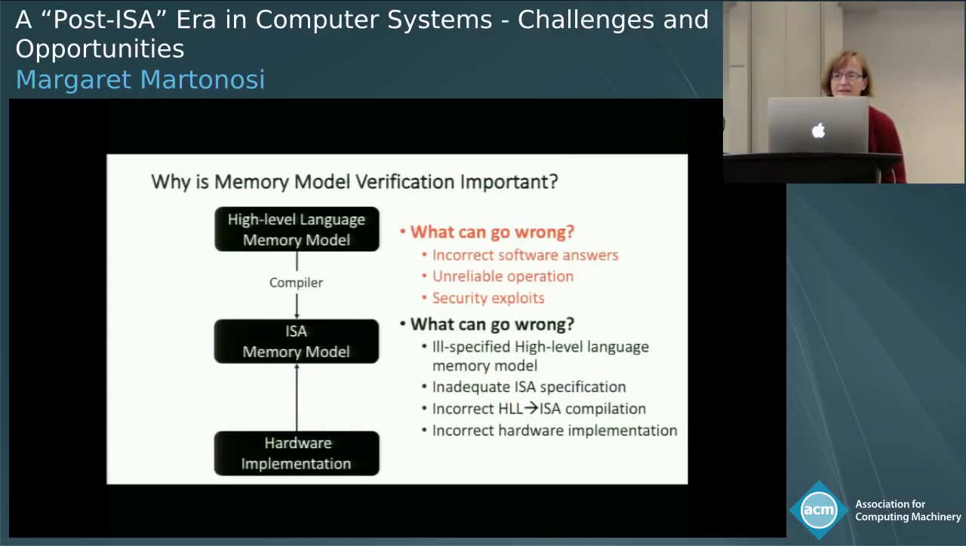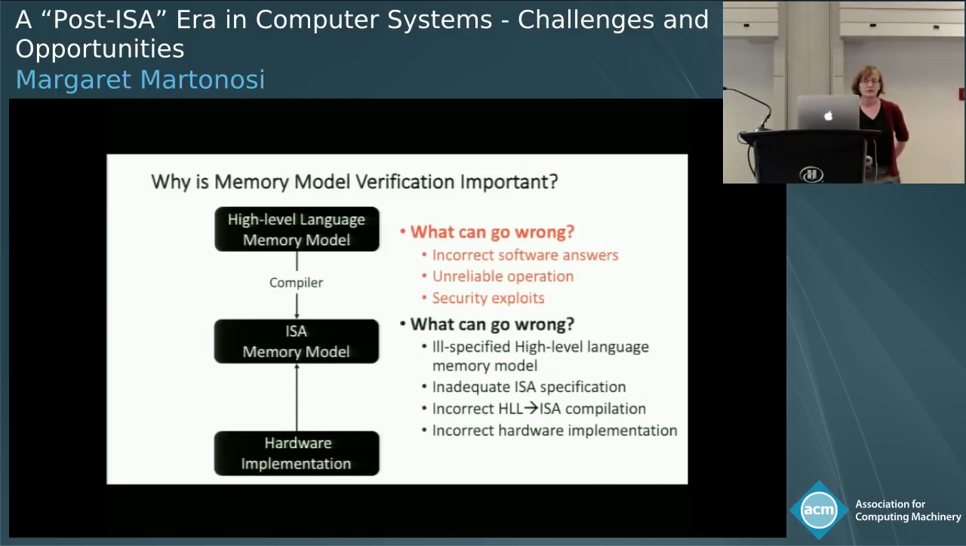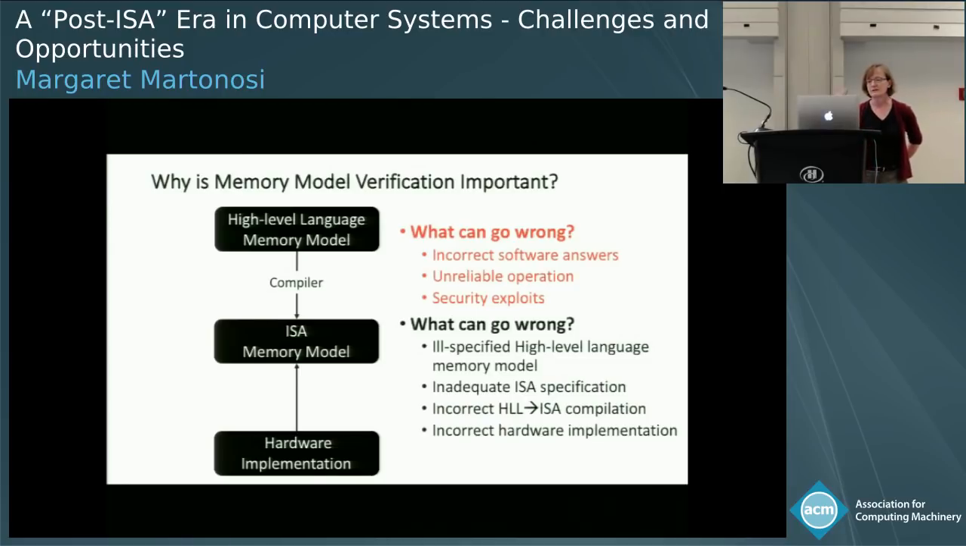So a little bit more about why verifying these memory models is important. What can go wrong. Obviously, if your program load comes back with the wrong answer, you can get incorrect software answers, you can get unreliable operation, and it can also lead to security exploits. In terms of what can go wrong across the layers, the thing that is really remarkable is there are different places that things can go wrong, from the high-level language memory model to an inadequate instruction architecture specification of what it is promising at that hardware-software interface.